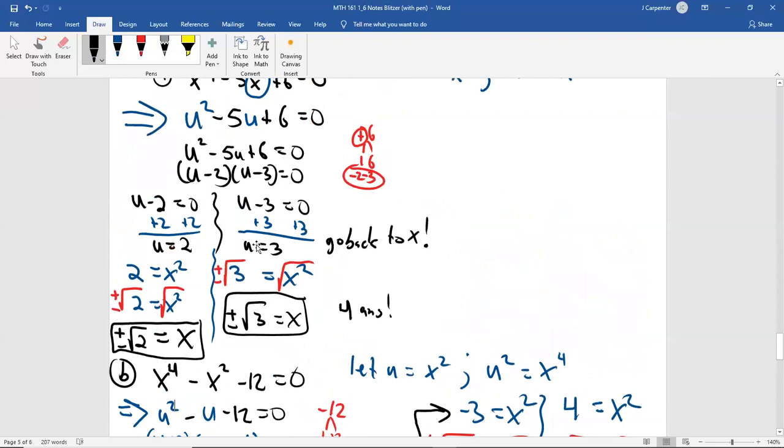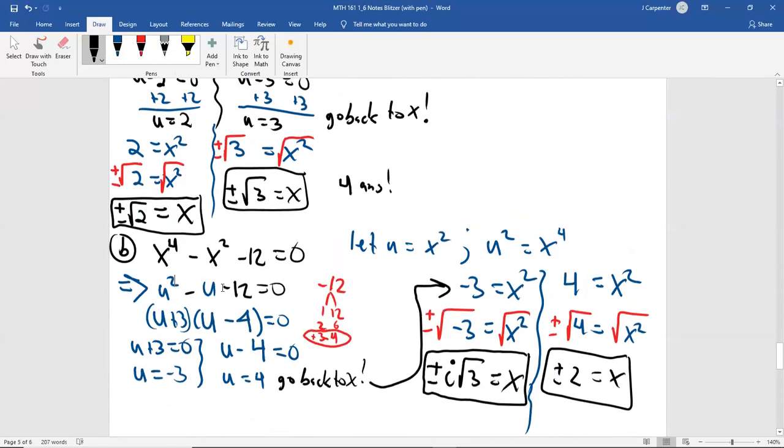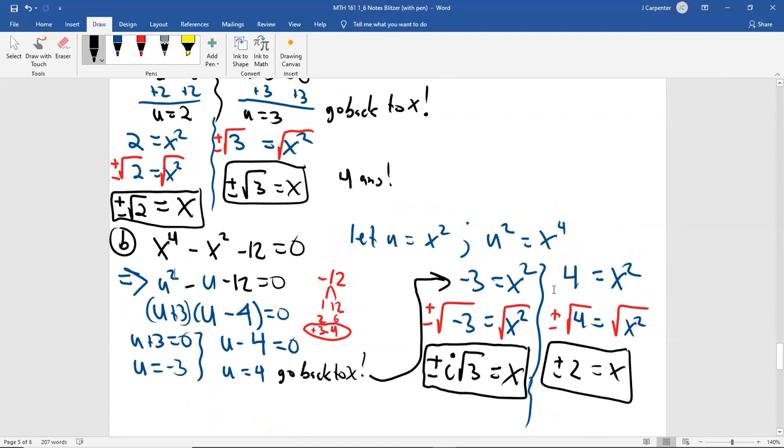So A and B are extremely similar to each other. Even if I had made these x to the 6 and x cubed, the u parts would have all been pretty much the same. It's just here we would have had x cubed equal to negative 3. We would have taken a cube root of both sides, and you never use plus or minus with cube roots. It's only even roots.